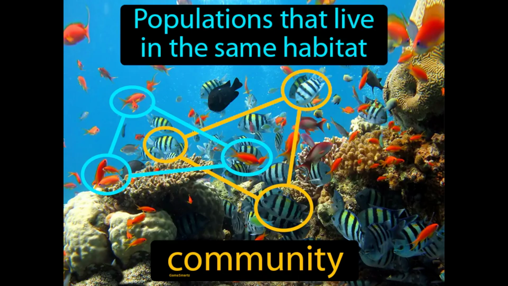Populations that live in the same habitat. Community. In science, a community is a group of different species living together and interacting in the same area.